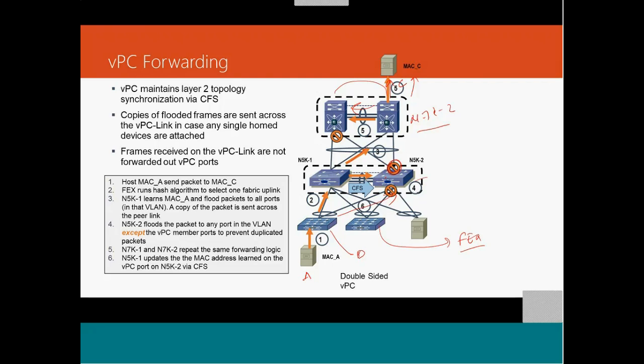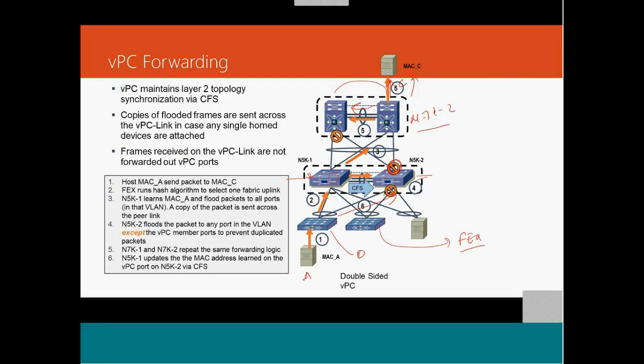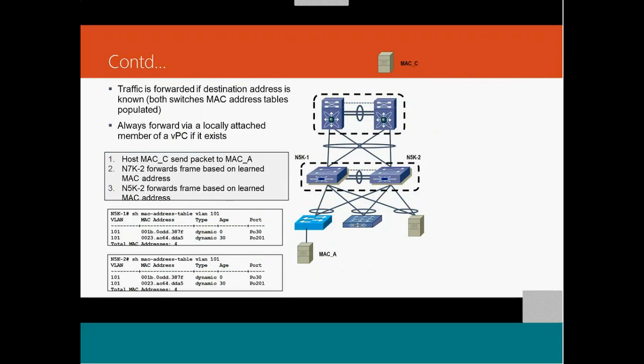Again, just remember the MAC address table that was built over here on the N5K1 gets replicated over the CFS to N5K2 over here as well. The same thing will be there for N7K2. So the host C has received the packet. Now host MAC C sends the packet back to host A.